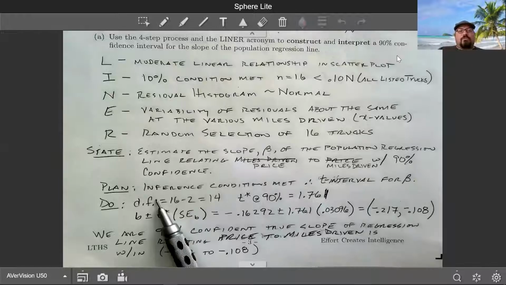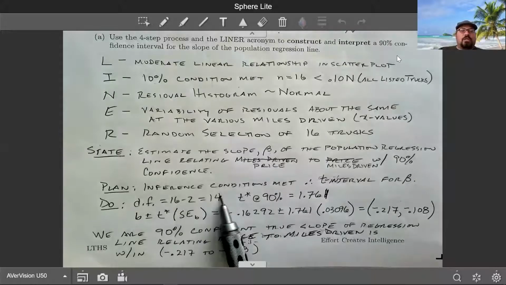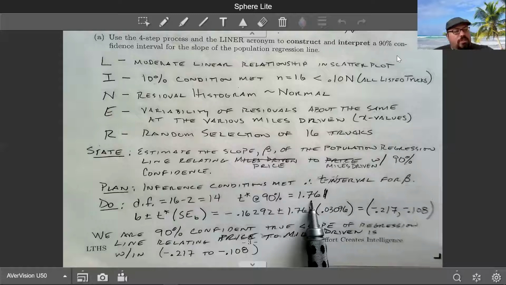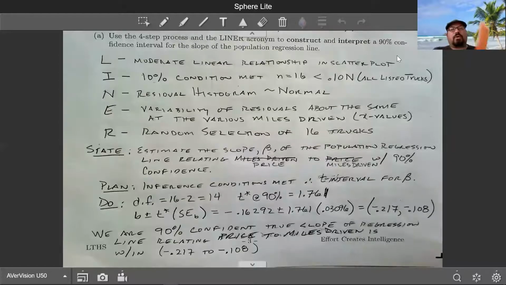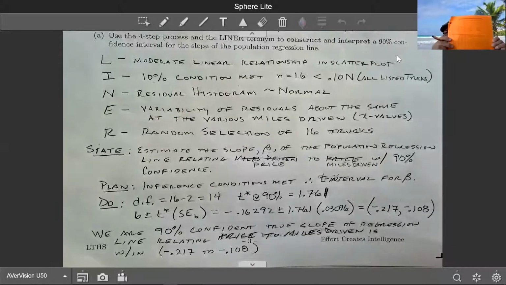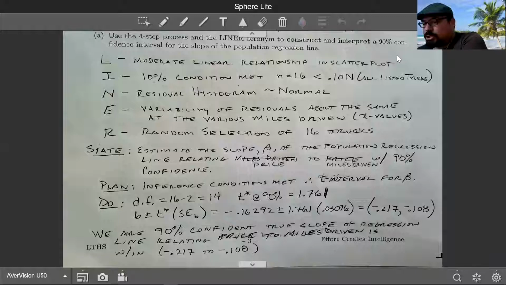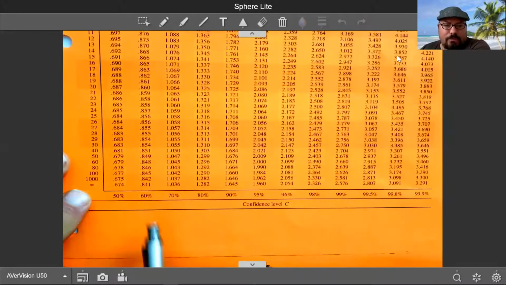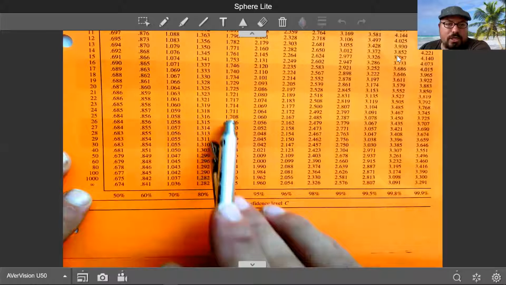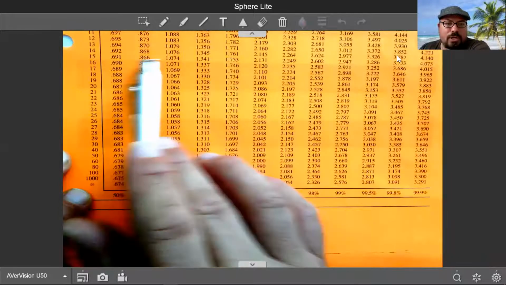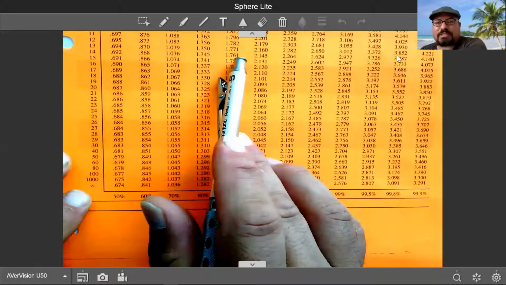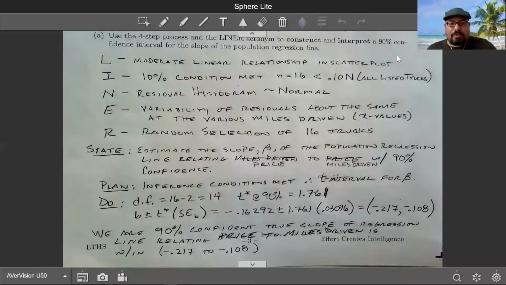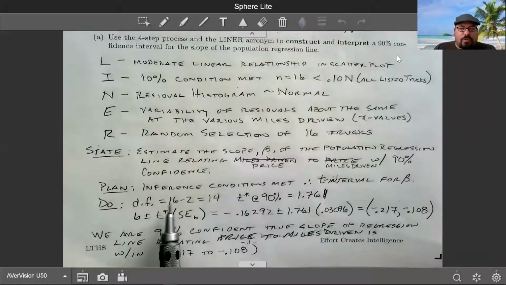The degrees of freedom is 16 minus 2, which is 14. And the critical value at 90% is 1.761. Or can we get that? Here we are, here's our table. Let's check this out. Okay, so 90% confidence, we come up to 14. There's 14, boom, 1.761. That's where that value comes from. So here we have 1.761.